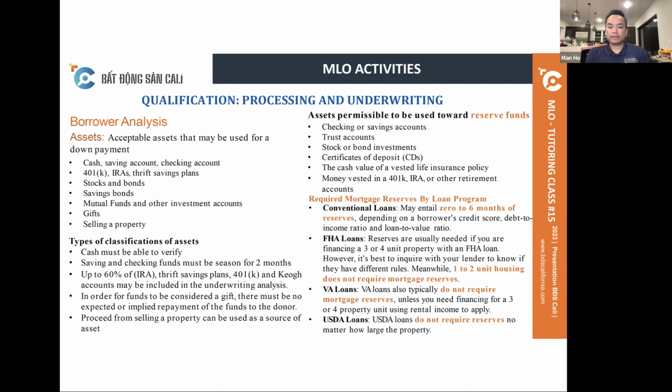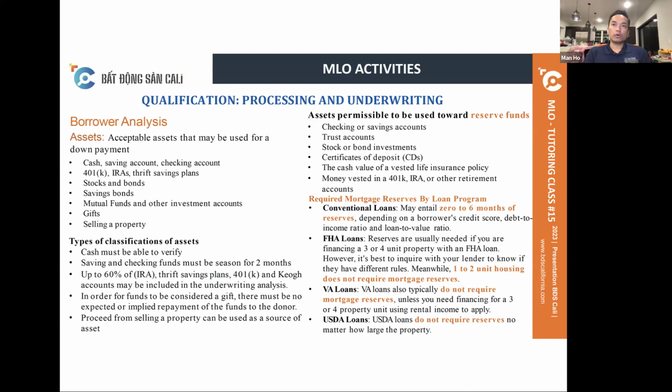So FHA reserves are usually needed if you are financing a 3 or 4 unit property with an FHA loan. However, it's best to inquire with your lender to know if they have different rules. Meanwhile, 1 to 2 unit housing does not require mortgage reserves. So remember that reserve funds aren't required for an FHA loan for residential property that's 1 or 2 units. If it's 3 or 4 units, then yes, you need the reserve. But if it's just 1 or 2 units, then you don't, right? FHA is usually for primary residence only. Okay.